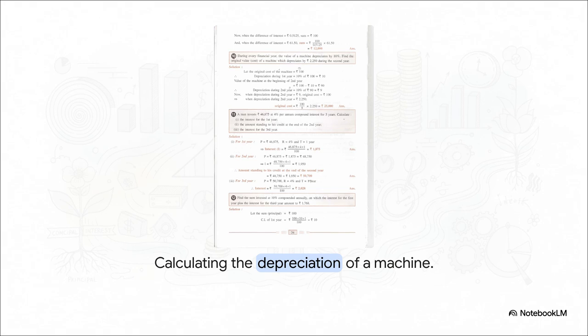If a machine's value depreciates by 10% every single year, we just use the same logic in reverse. Instead of updating the principal upward, we update the asset's value downward. So a 100 rupee machine drops to 90 rupees in year 2. Then you take 10% off the 90, making it 81 rupees in year 3. The snowball is still rolling, but this time it's melting.